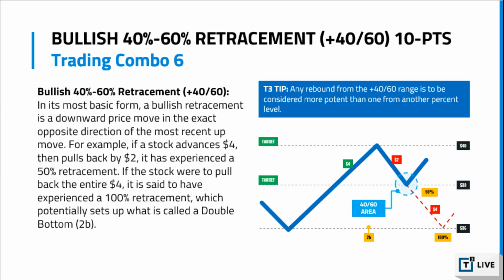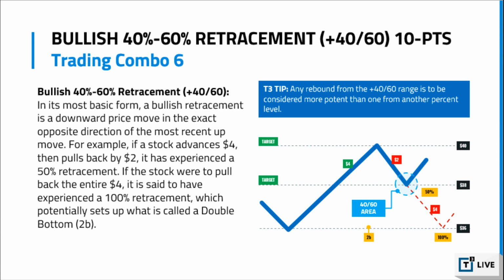So in its most basic form, a bullish retracement is a downward price move in the exact opposite direction of the most recent up move. For example, if a stock advances $4, then pulls back by 2, it has experienced a 50% retracement. If the stock were to pull back the entire $4, it is said to have experienced a 100% retracement, which potentially sets up what is called a double bottom. Any rebound from the 40 to 60% retracement zone is considered more potent than from any other percent level when you have an uptrend. Okay?